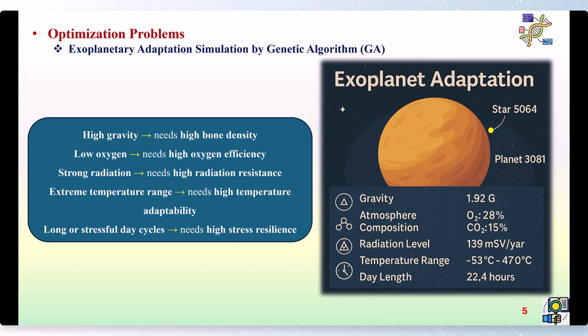So basically, high gravity needs high bone density. Low oxygen needs high oxygen efficiency. Strong radiation needs high radiation resistance. Extreme temperature range needs high temperature adaptability. Longer stressful day cycles need high stress resilience.